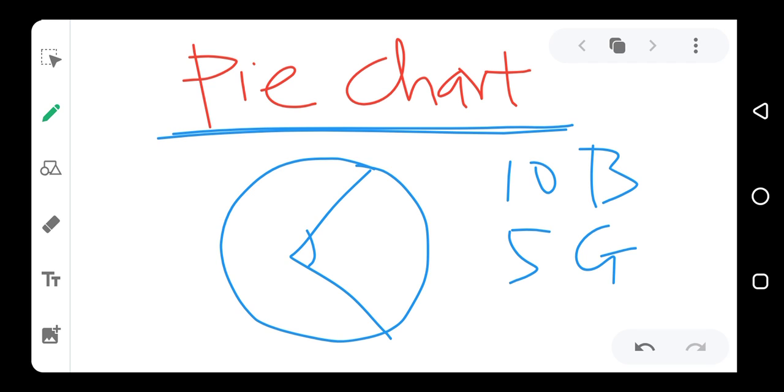To get the sector for the boys, we divide 10, which is the number of boys, by the total number of people in the class. That's the ratio. We find the ratio of boys in the class and the ratio of girls in the class. The ratio is the number you are looking for over the total number, which is 10 over 15 for boys, and for girls it is 5 over 15.